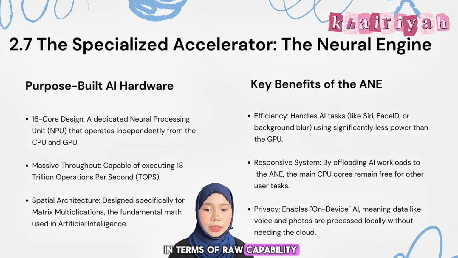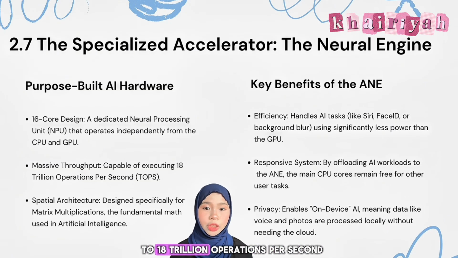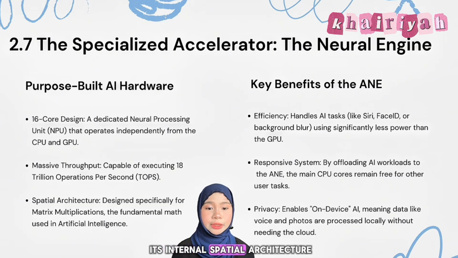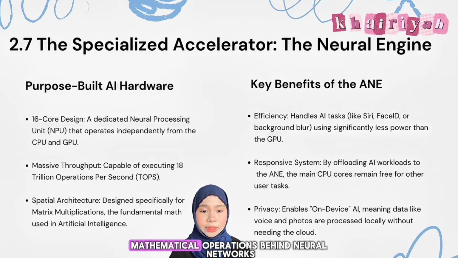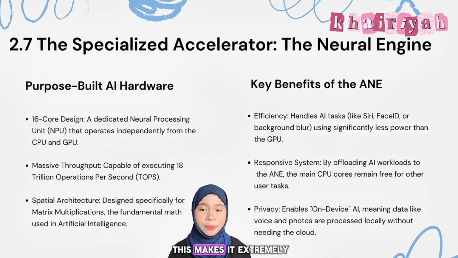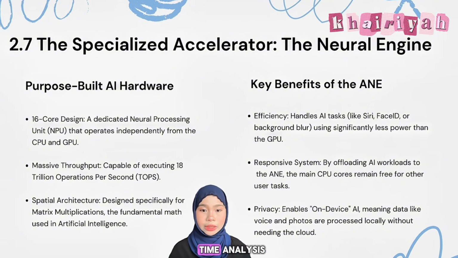In terms of raw capability, the Neural Engine delivers massive throughput, capable of performing up to 18 trillion operations per second. Its internal spatial architecture is designed around matrix multiplications, which are the fundamental mathematical operations behind neural networks. This makes it extremely efficient for tasks like image recognition, speech processing, and real-time analysis.